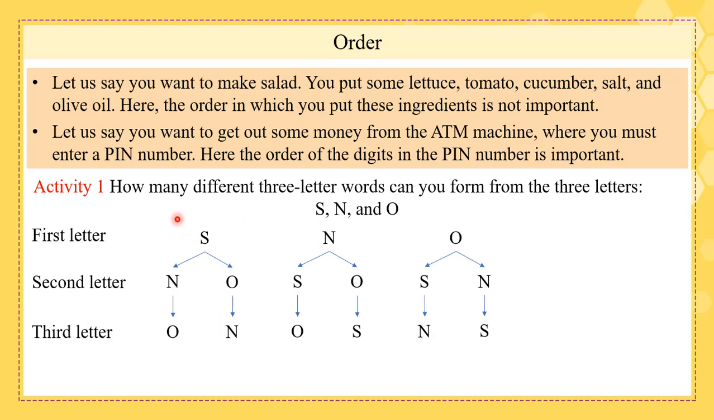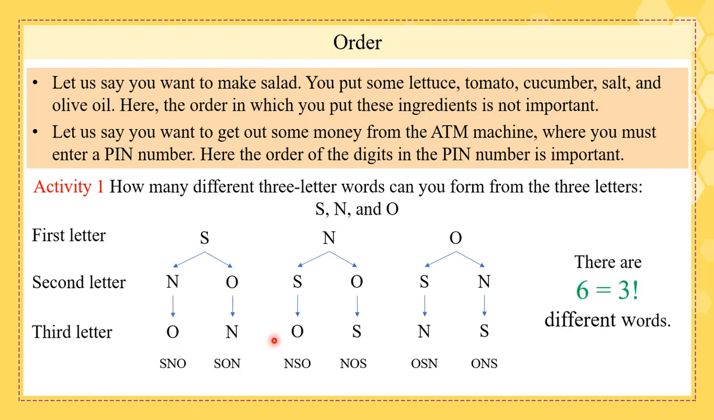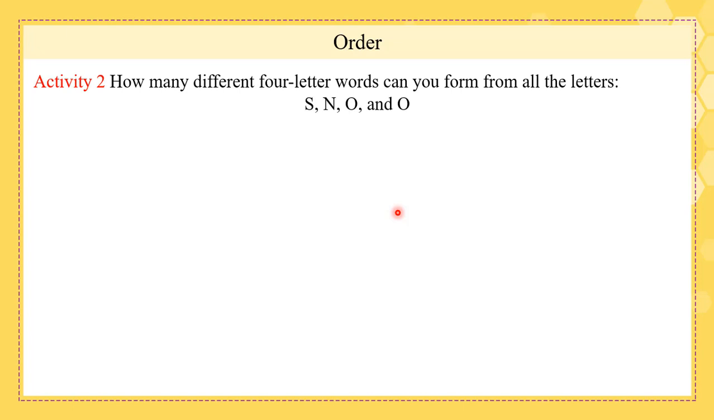Well, what are the words that we have? These are the words. We have SNO, SON, NSO, NOS, OSN, and ONS. You see that we have 6 words. Now, how can we benefit from this number? 6 is nothing but 3 factorial. So the question asks about the number of different 3-letter words, and in fact here we have 6 different words. Now, how can we get this 6? This is 3 factorial, and the 3 is the number of letters here.